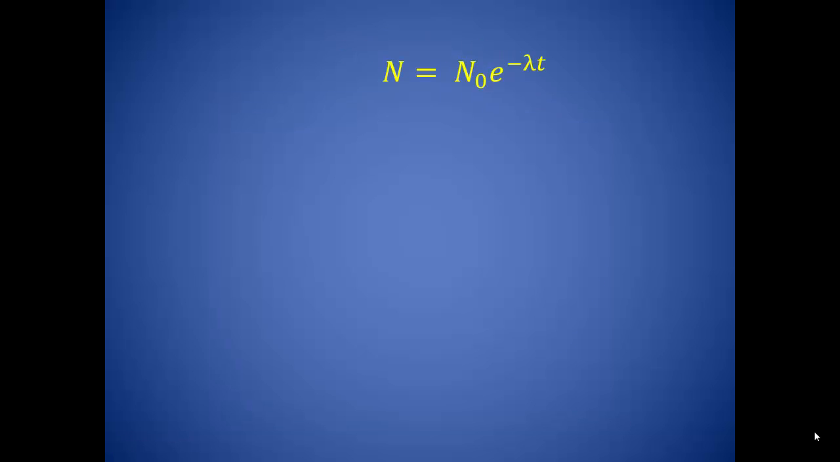Not all nuclides have the same half-life. The most unstable have a half-life of 10 to the negative 23rd seconds, while some have a half-life of more than 10 to the 16th years, so it's quite a range.